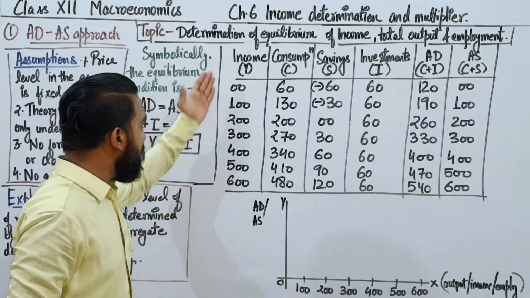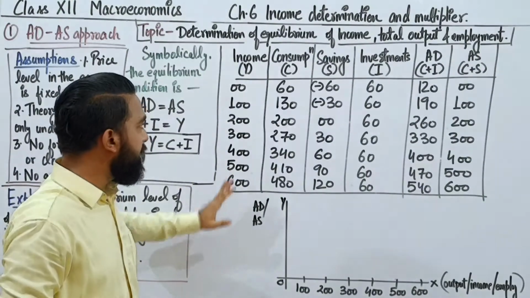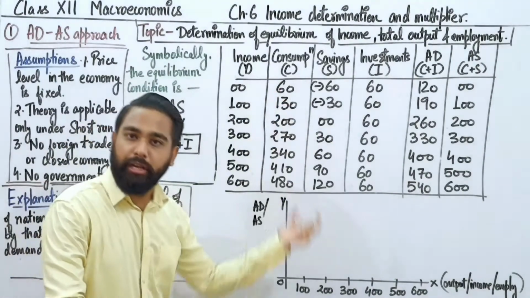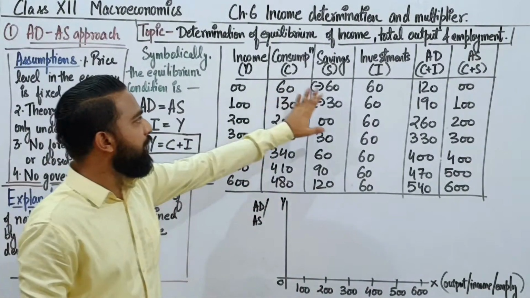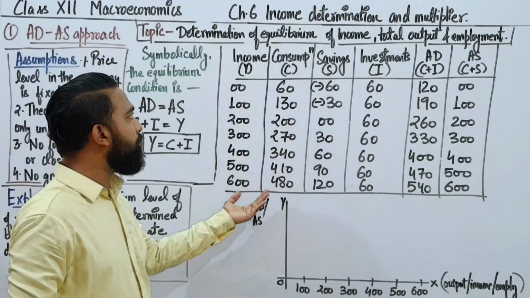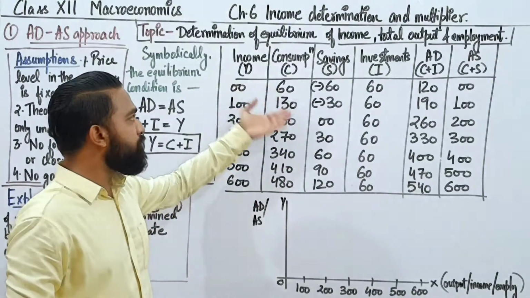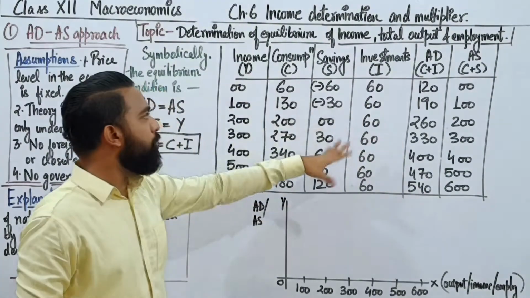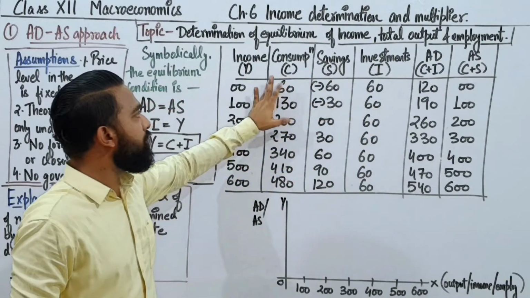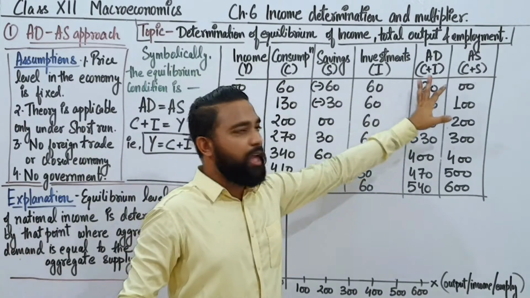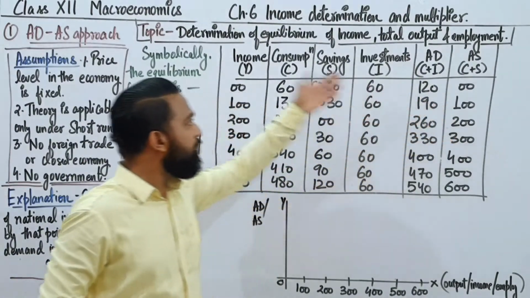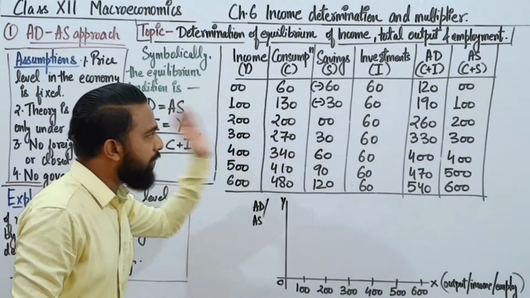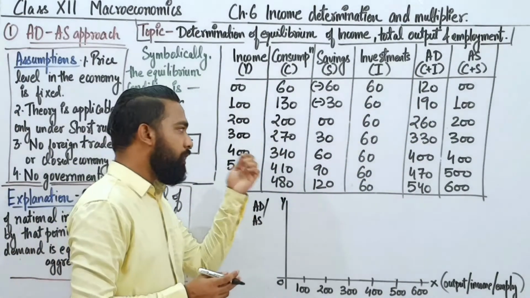You already know the income level 0, 100 to 600, and consumption you can take any amount, but make sure that you increase it at a constant rate. Likewise, you can calculate saving with the help of income minus consumption. In investments you have to take the autonomous amount, try to use the number equivalent to the zero level of consumption. Likewise, you can calculate aggregate demand with C plus I and aggregate supply with C plus S, and that's how you're going to make your schedule.